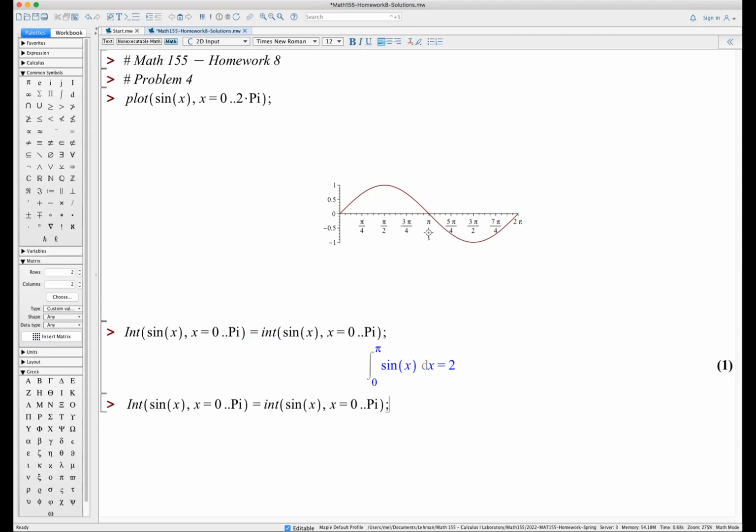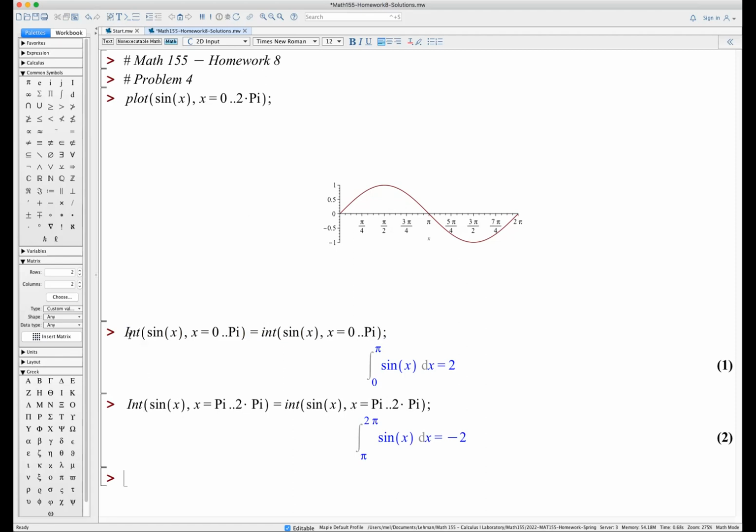If we look at the integral from pi to 2 pi, that's the integral over here. Now, this curve is below the x-axis. So this integral should be negative. Geometrically, they're very similar, but an integral gives you an area with a plus or minus sign. It's the area above the x-axis minus the area below.